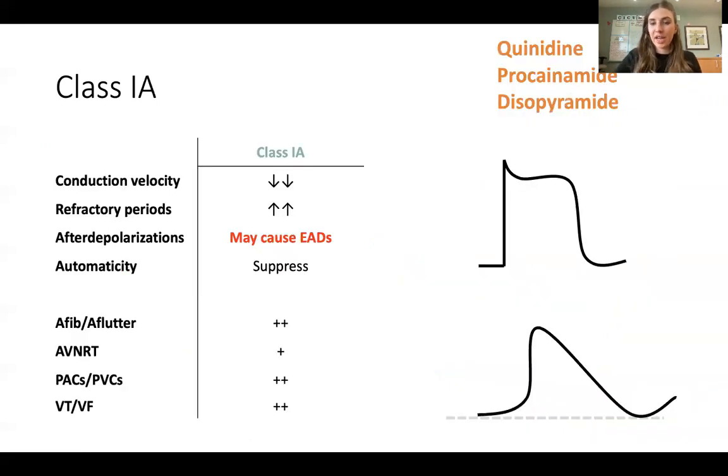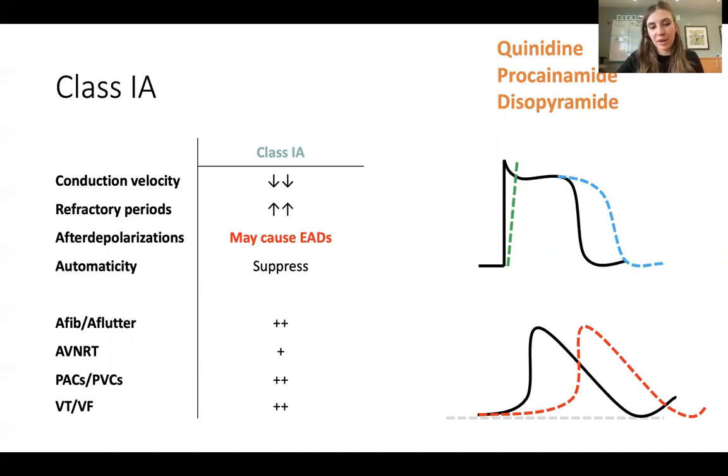Quinidine, procainamide, and disopyramide make up our class 1As. They have those intermediate dissociation kinetics, so their effect on conduction velocity is pretty good. They are also specific for refractory period extension. So this is how their new action potential would look. And again, when you prolong that refractory period, you're putting the patient at risk of early afterdepolarizations. This is why class 1A agents are considered pro-arrhythmic. And again, because they have some sodium blockade, they are going to suppress some automaticity to some degree.